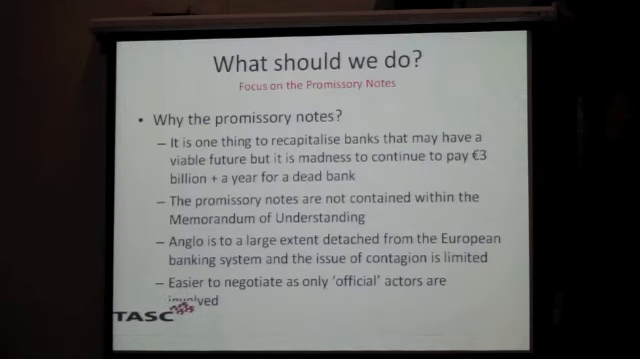So why the promissory notes? Well, it's one thing to recapitalise banks such as AIB and Bank of Ireland that may have a viable future, but it is ultimately madness to continue to pay 3 billion a year for a dead bank for which we receive nothing at all. There is no chance that this bank will ever do anything constructive in the economy or provide lending to SMEs or whatever it might be. The promissory notes are also not contained within the Memorandum of Understanding, so our continued funding by the Troika is not affected.